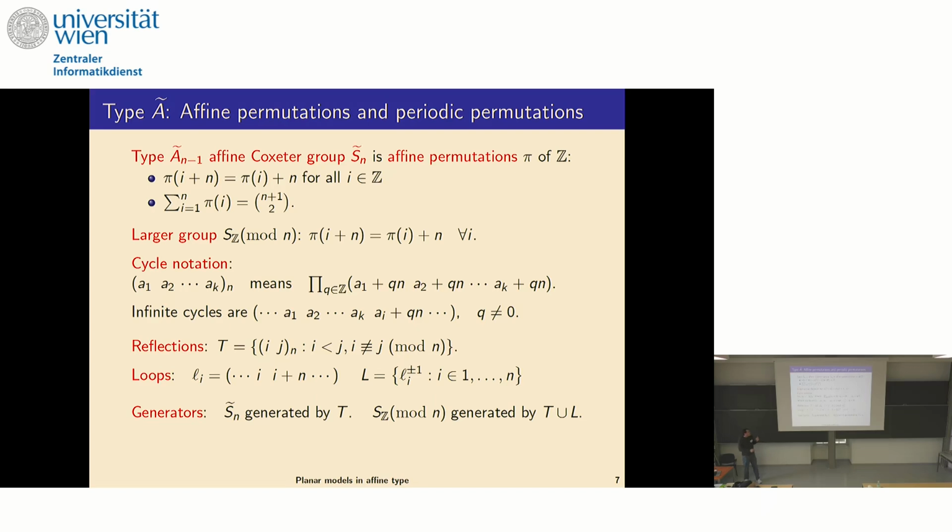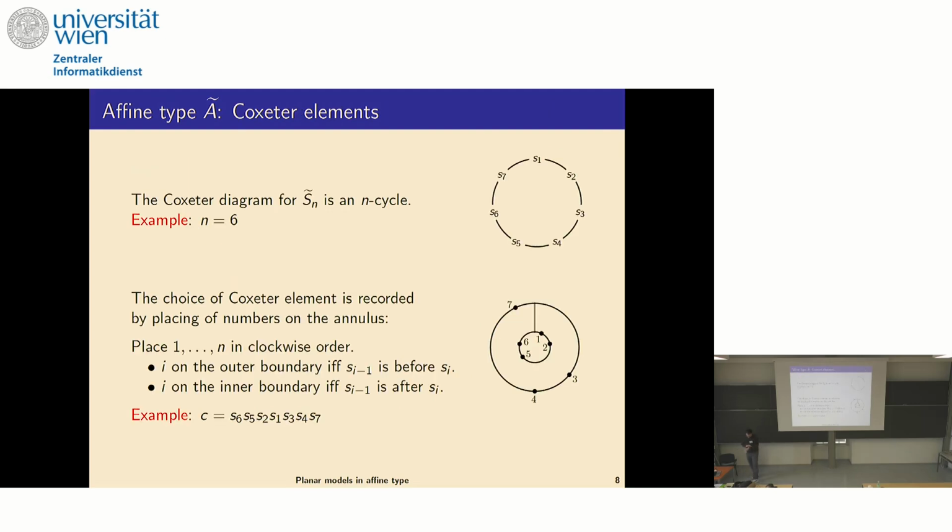These generators, these loops, are one thing that you can add in to get the entire larger group. So we have the symmetric group that is the Coxeter group. But if you allow these loops also, so you have reflections and loops, you generate this entire larger group. Sometimes the Coxeter group is called the affine symmetric group, and sometimes the bigger thing is called the affine symmetric group. I like periodic permutations; I think that's the best name.